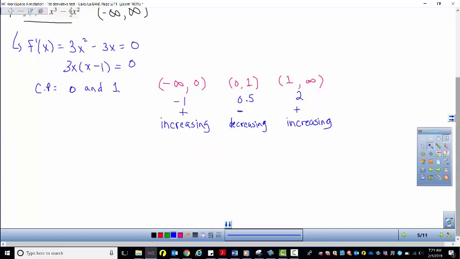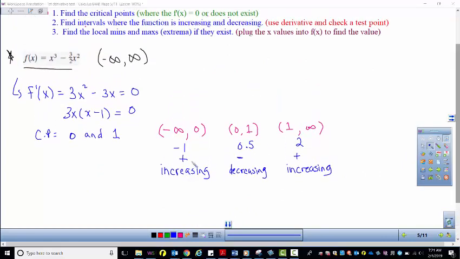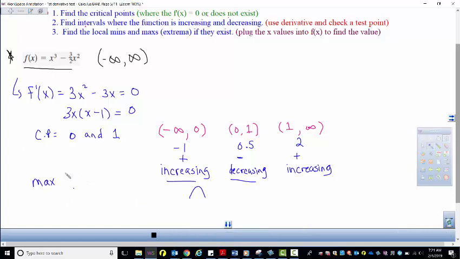So what we found is that my function is continuous, and here at 0 it switches from increasing to decreasing. So it's going increasing to decreasing. So I know that there is a maximum when x equals 0. So when x is 0, there's a maximum.